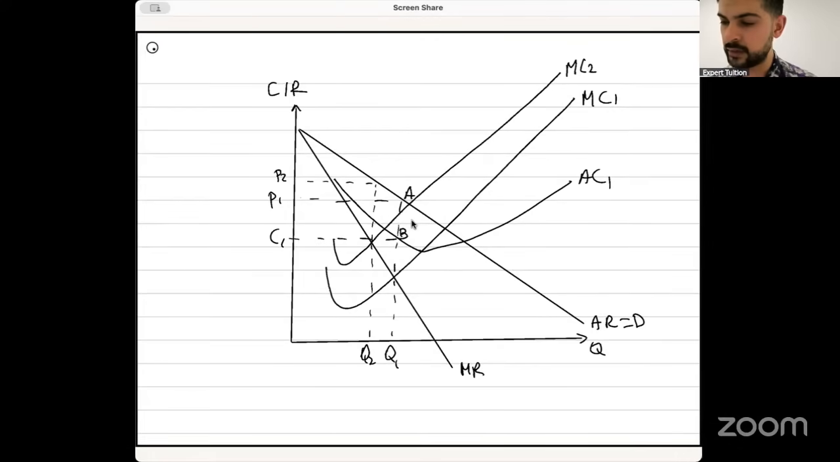And finally, I want to shift my AC curve up. I am going to make them make a loss. They don't have to make a loss, by the way, but I'm just going to make them make a loss. C2, and this is D, and this is E.